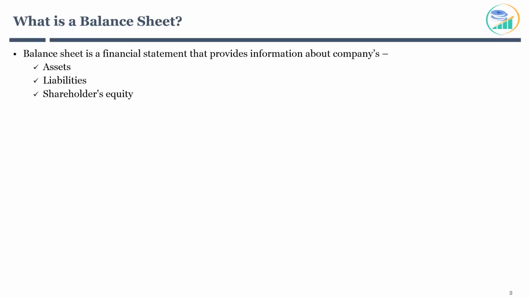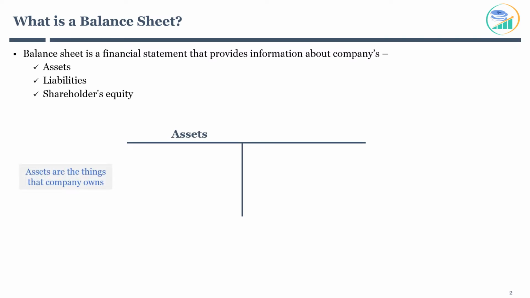Balance sheet is a financial statement that provides information about company's assets, liabilities, and shareholders' equity. Let's get into the details of balance sheet. One side reports company's assets. Assets are the things that company owns. Assets are divided into two different categories: non-current assets and current assets.